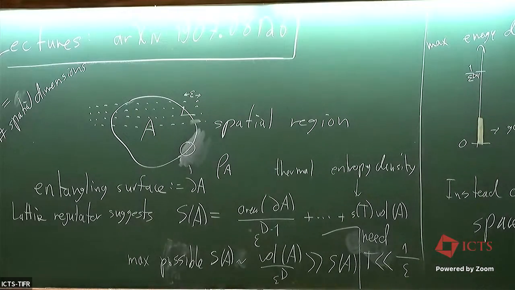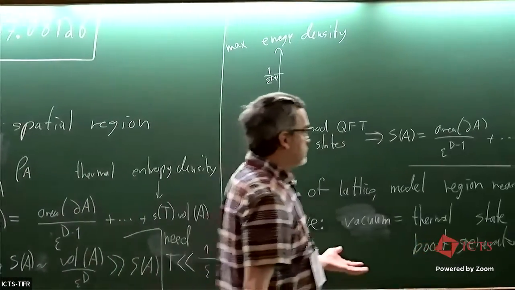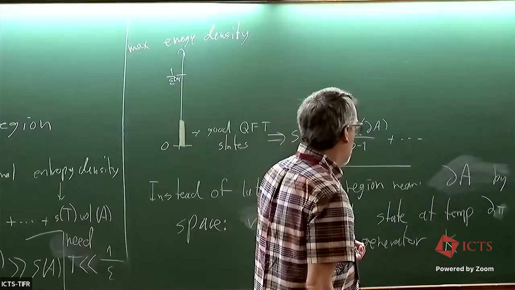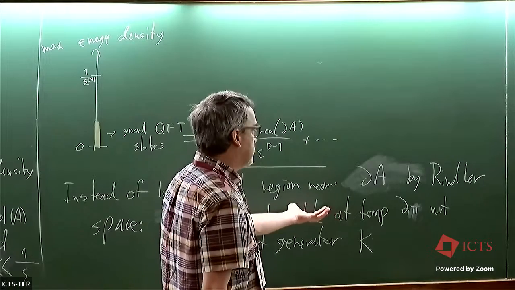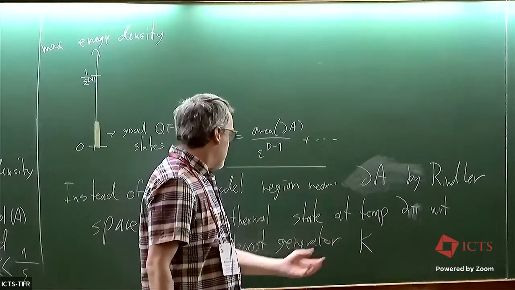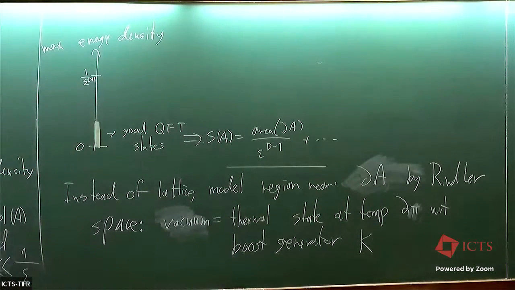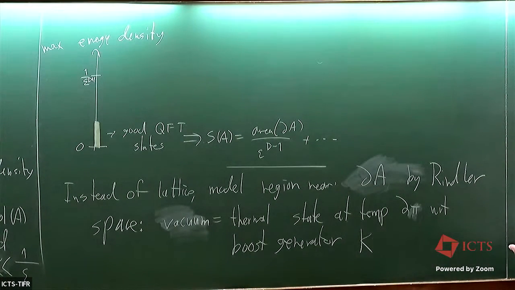Now, I have my boost generator K, and the thing is, this is a constant temperature. So Rindler space is in thermal equilibrium. It's in the canonical ensemble at a fixed temperature, where the Hamiltonian is the boost generator. And that is what will be measured by an observer. So in Rindler space, this is one of my directions.